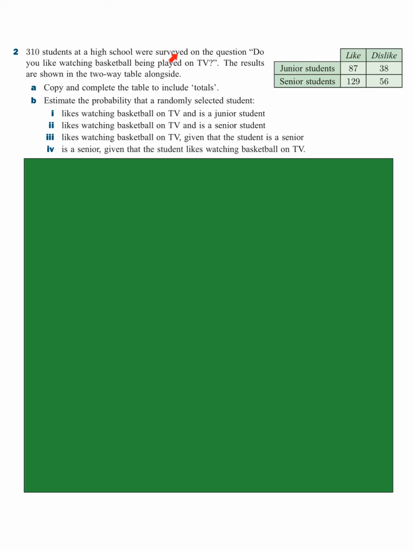310 students at a high school were surveyed on the question, do you like watching basketball being played on TV? The results are shown in the two-way table alongside. Copy and complete the table to include totals. That's always the first step. We need to include totals here.